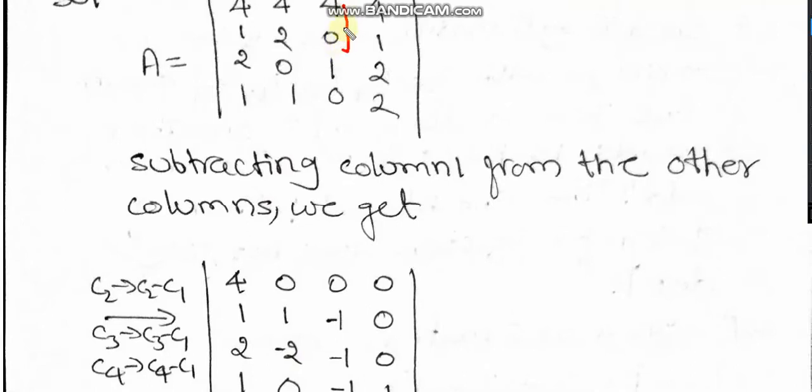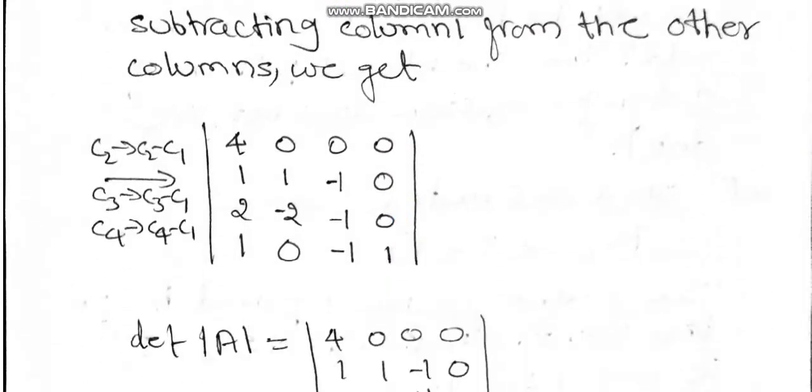The third column, again column 1 has to be subtracted from this: 4 minus 4, 0, 0 minus 1. So I am getting this 1 minus 2, this is your first column, right? And 0 minus 1. And the fourth column, 4 minus 4, 0, 1 minus 1, 0, 2 minus 2, 0, 2 minus 1, 1. So this is what I am getting. Right? So after that you have to find out the determinant.